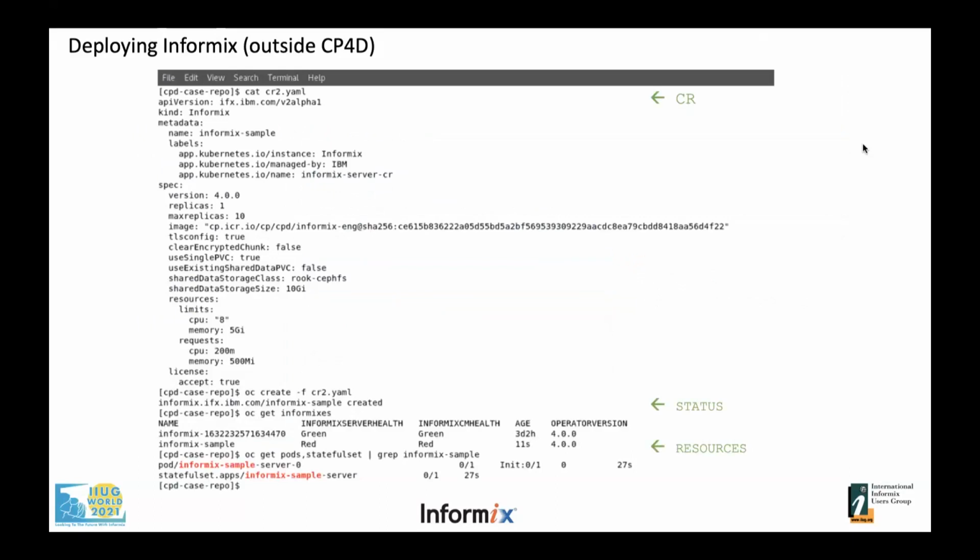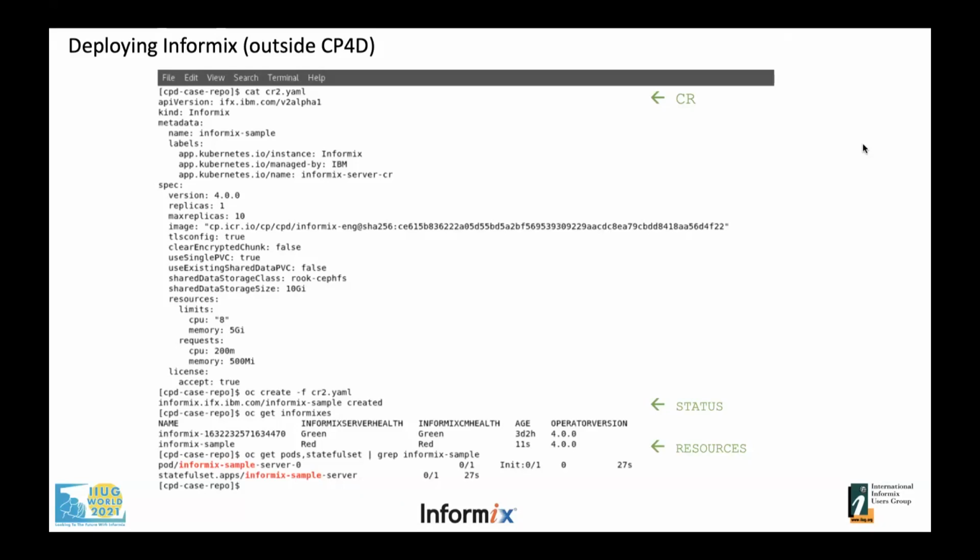You can also create a CR from the command line. As you see in this screenshot, we created an Informix server using a YAML file, which declares a new Informix CR named informix-sample. After that, we get the state of the CR running oc get informixes. The Informix server health column shows red because the server is still doing the initialization. The one with the big number corresponds to the instance that we created from the CP4D UI.